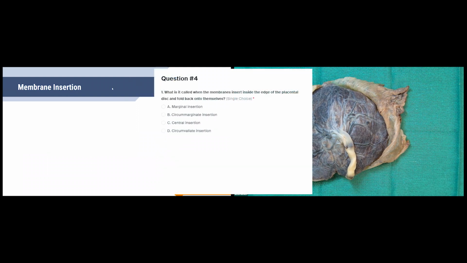So what is it called when the membranes insert inside the edge of the placental disc and fold back onto themselves?